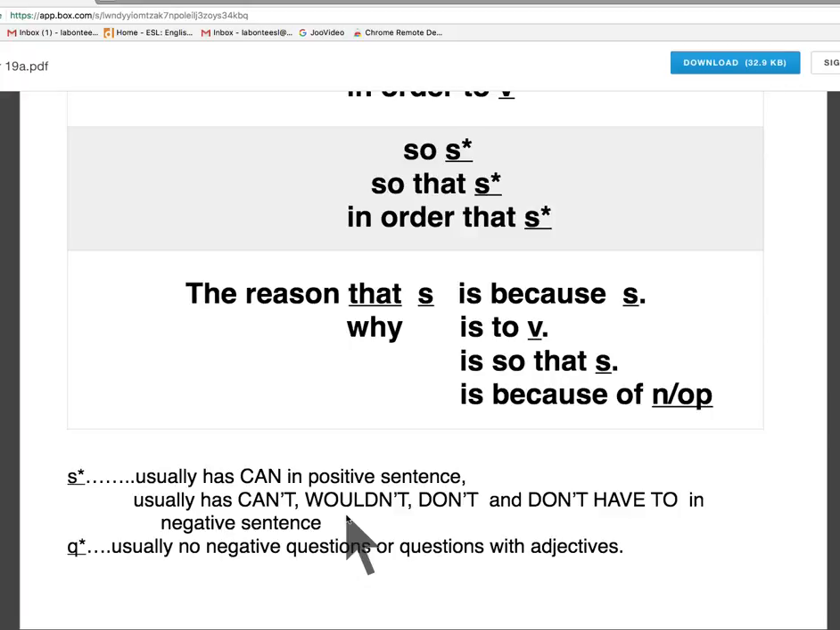Somebody says, how come you met her? I met her so that I could tell her about my job. These will just naturally come out.